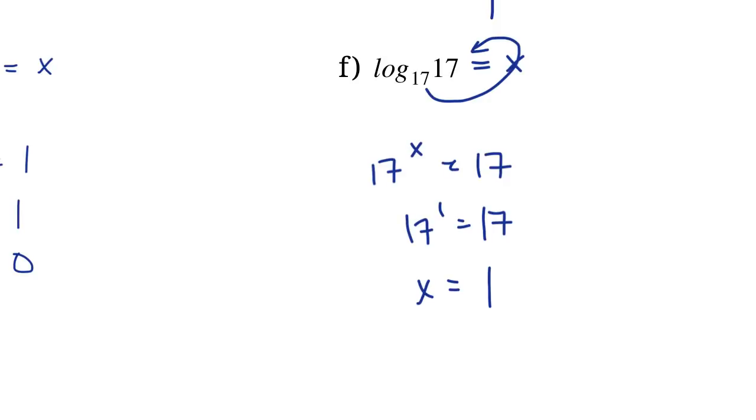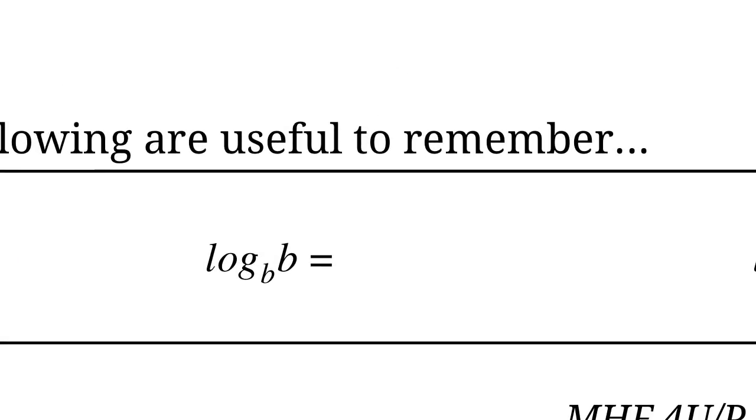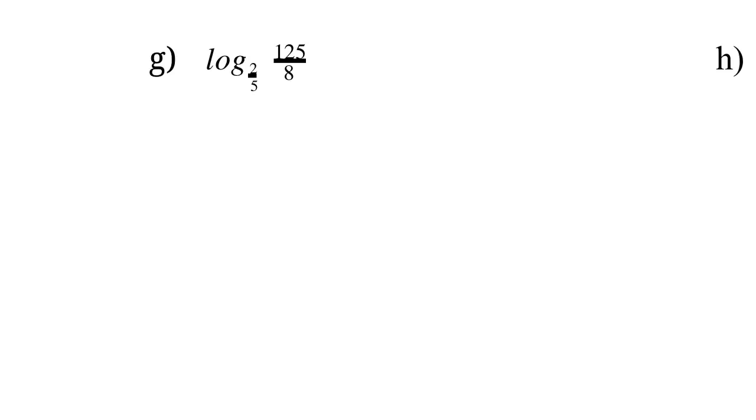This is another one of our rules if we go down to the bottom of the page. If the base and the thing inside the log is the same, then x is just going to equal 1. So we can fill that out all the way down here. Log base b of b is always going to be 1 because b to the power of 1 is always going to give us b. Okay, going on to the next question.